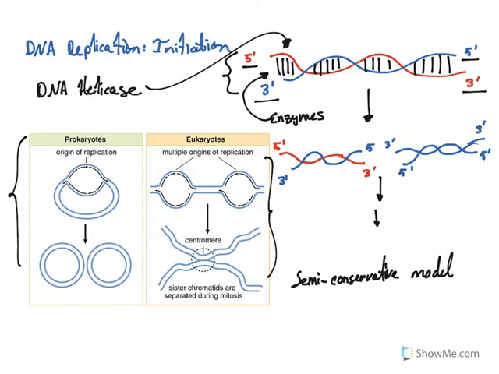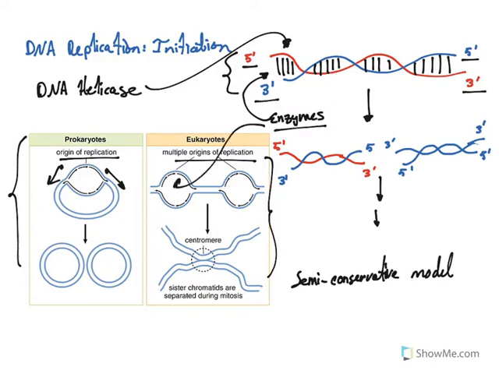So you have a helicase binding on one side and moving in this direction, and another helicase that binds here and moves in the other direction. So it's bidirectional. And the same process happens for eukaryotes. And the reason why this is known as the origin of replication is because, as we said, this unwinding exposes the strands to the replication enzymes.